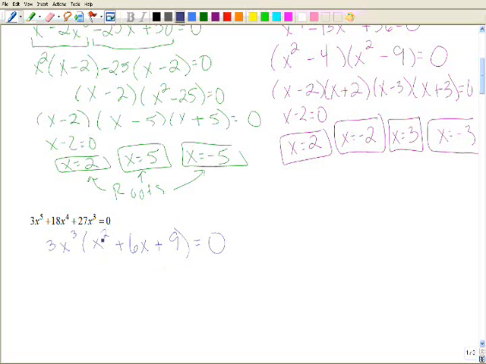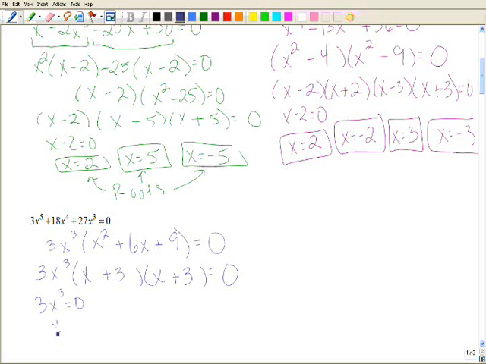So then this trinomial here factors into what multiplies to 9 but adds to 6. Well, that's 3 and 3. So here I'll again set each of my terms equal to 0 and solve for x.